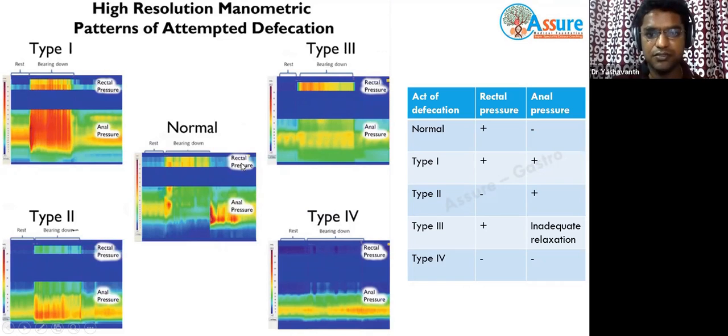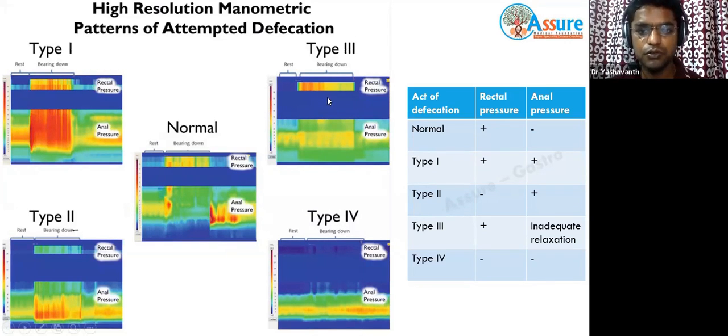Whereas in dyssynergic defecation, we have 4 types. The first one, where your rectal pressure will increase, and at the same time anal pressure will also increase. So the patient is trying to pass from the rectum and the anus has more pressure, so the patient is unable to pass. This is type 1 dyssynergic defecation.